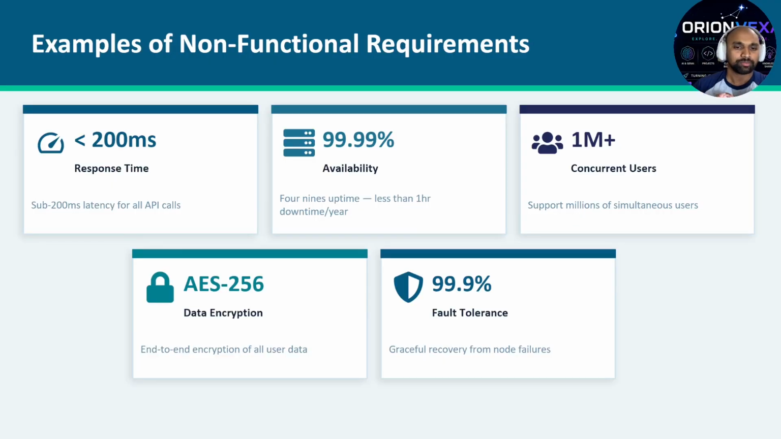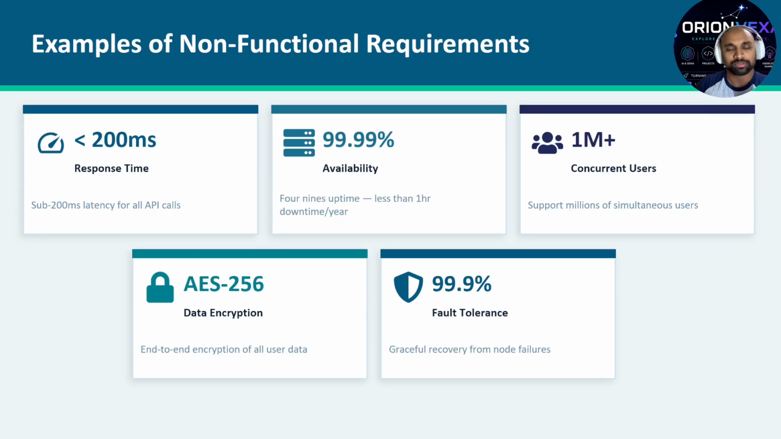Okay, examples of non-functional requirements. That means the users need sub 200 millisecond latency for any API calls. That is one of the non-functional requirements. 99.99% availability. That means less than 1 hour of downtime per year. Usually for many systems, we can see 5 nines. That is 99.999% SLA. That means less than 6 minutes of downtime is expected.